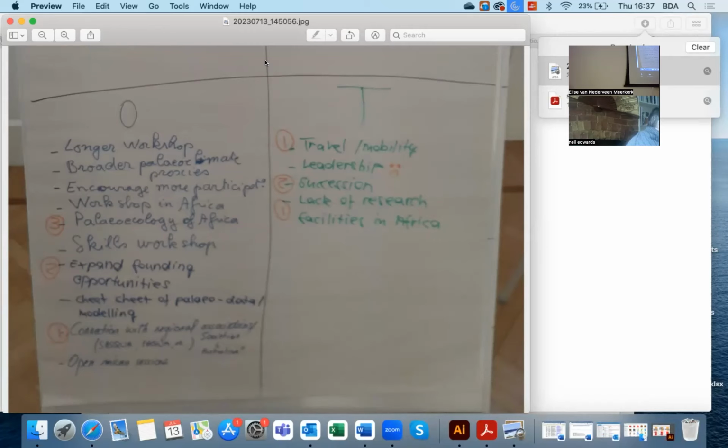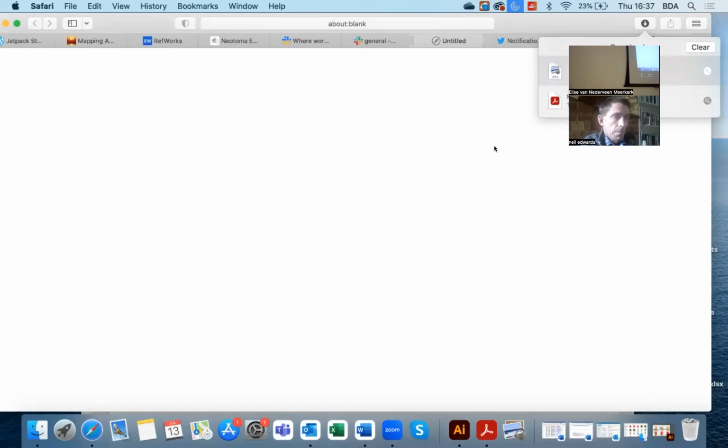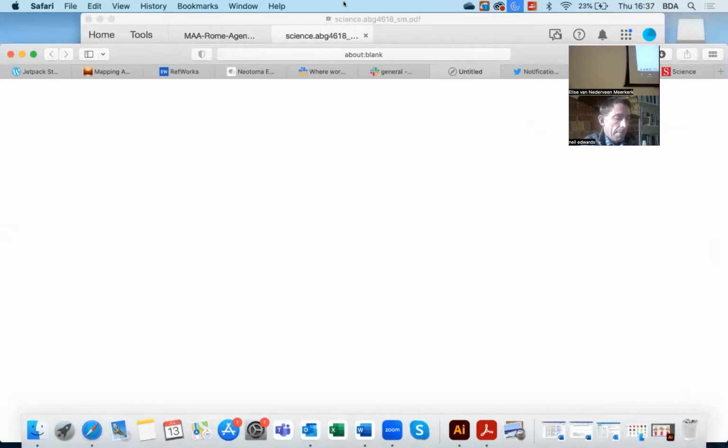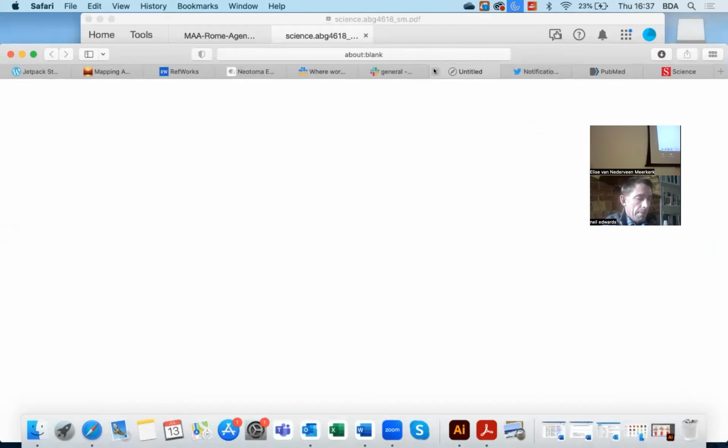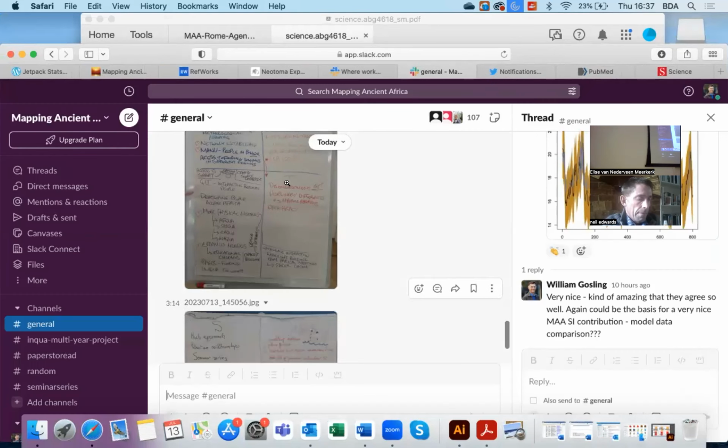And what is succession? Succession? Okay, so it goes with the leadership thing. So that's what's happening next in the next phase of the Mapping Ancient Africa project. And that's about it. Did I forget anything important? Some ideas, thoughts? Okay. Great. Thank you. So not as bad as we wrote on the board.